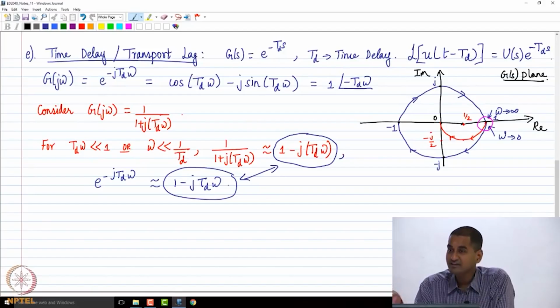Okay, so as far as the Nyquist plot of the transfer function which corresponds to the transport lag or time delay is concerned, it will be a unit circle. Okay, so that's what will happen. Fine.